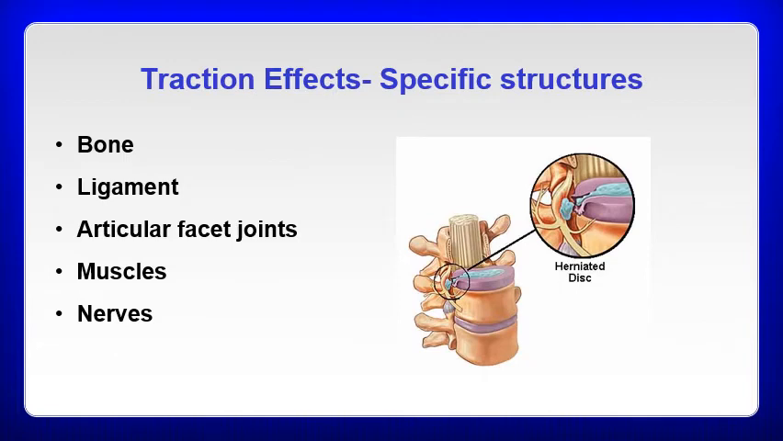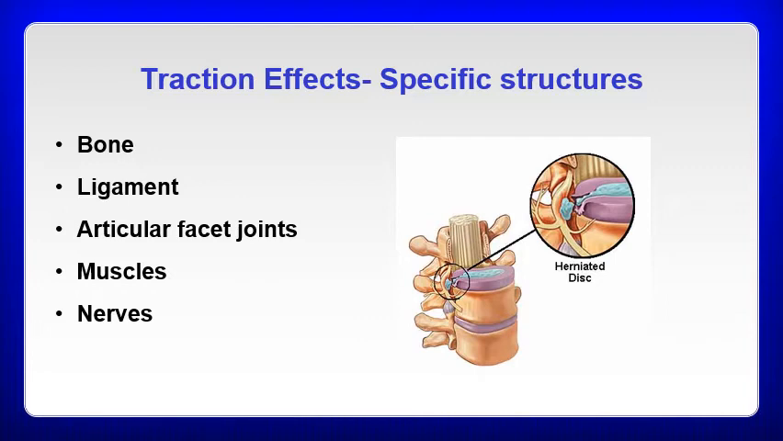Now, looking at the traction effects, we'll look at what traction does beneficially to all the different structures. First, looking at the bone, an increase in bone density will occur as a result of traction, so you actually make the bones a little thicker and stronger. As far as ligaments are concerned, you could decrease impingement problems or stretch the ligaments as need be. Many times the ligaments around the facet joints could get pinched inside the joint. You could decrease that impingement problem and also stimulate the proprioceptors in the ligaments to help reduce pain.